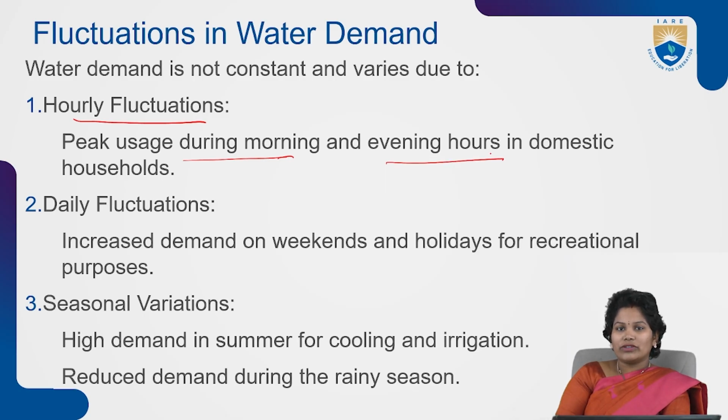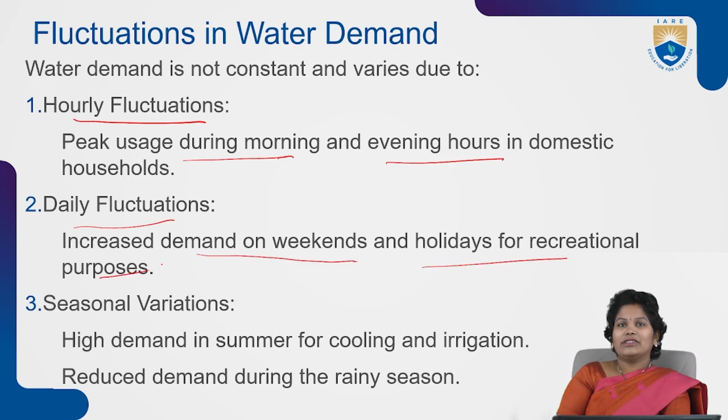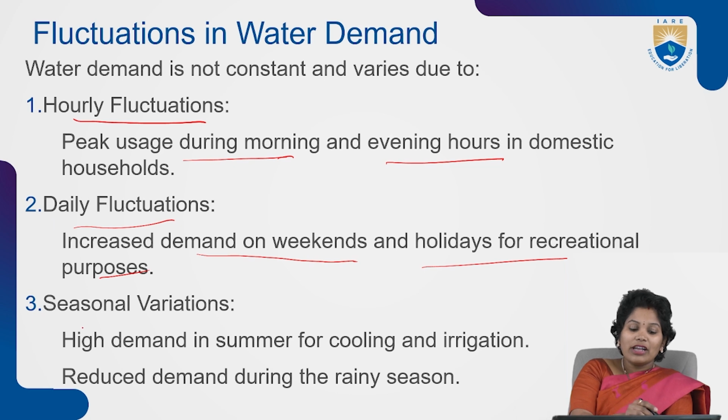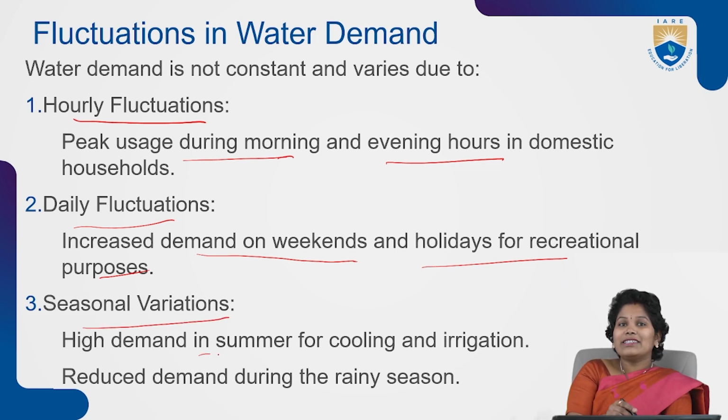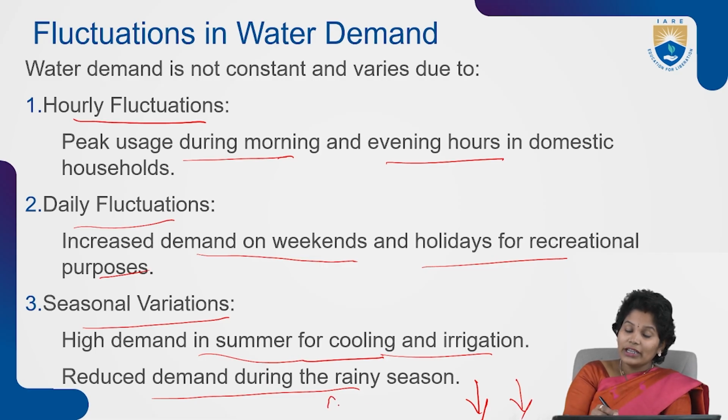In domestic households. Now, daily fluctuations: increasing demands on weekends and holidays for recreational purposes. Right, on weekends we see higher demand. Seasonal variation: high demand in summer for cooling and irrigation, right? Water is very highly required in summer for cooling and also for irrigation, more irrigation. Reduced demand in the rainy season. If it is rainy season, the usage of water is very less, and irrigation also requires very little. The amount of water used is very less.